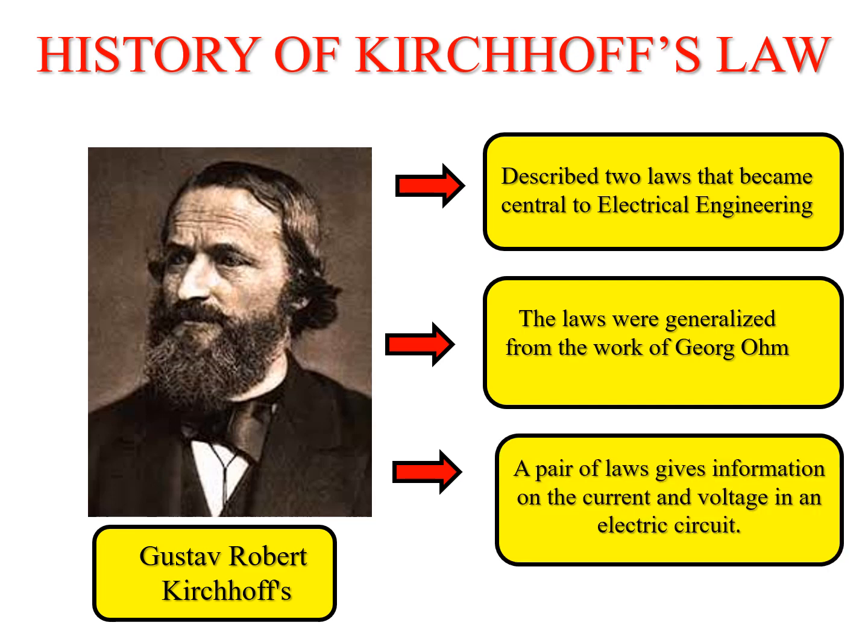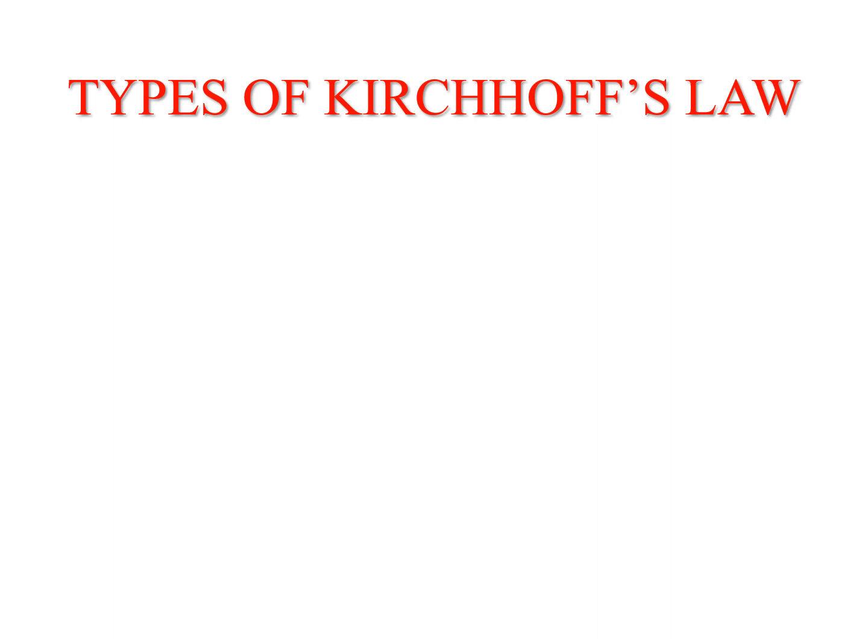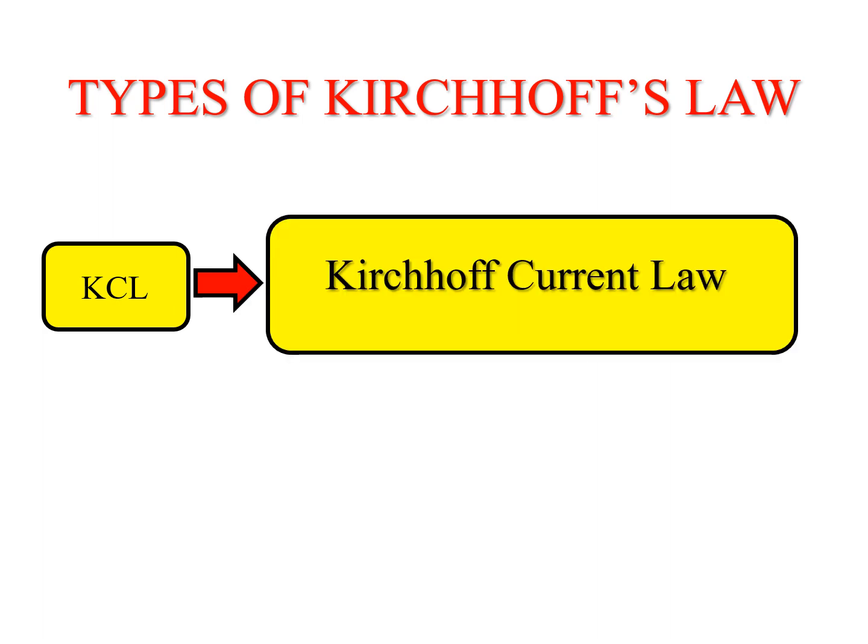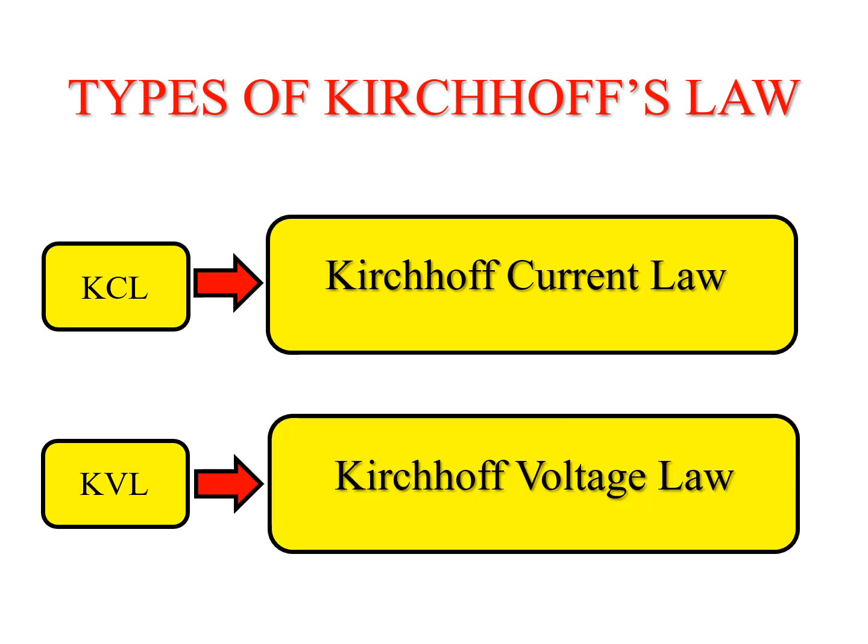So, Kirchhoff's law has two basic laws which give the basic information about the current and voltage in any electric circuit. As I have told you, there are two types of Kirchhoff's law. The first is called KCL, that is Kirchhoff's current law. The second is called KVL, that is Kirchhoff's voltage law. In KCL, the law is given for the current, and in KVL, the law is given for the voltage of any electrical circuit.